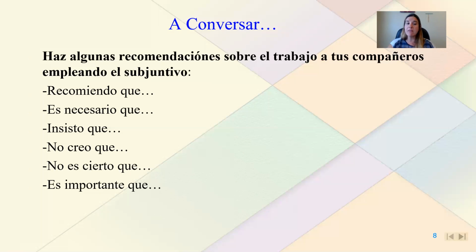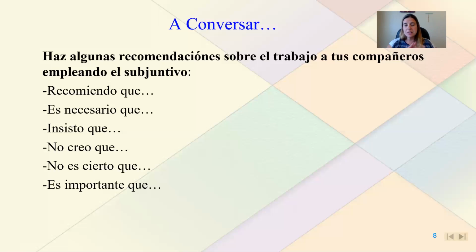So you might say something like, I recommend that you arrive to work on time. It is necessary that you wear nice clothes, fancy clothes. I insist that you respect your boss. So in those 3 examples, you would be using the verb llegar, to arrive, llevar, to wear, and respetar, which is to respect. And then you would take that verb and you would put it in the subjunctive.